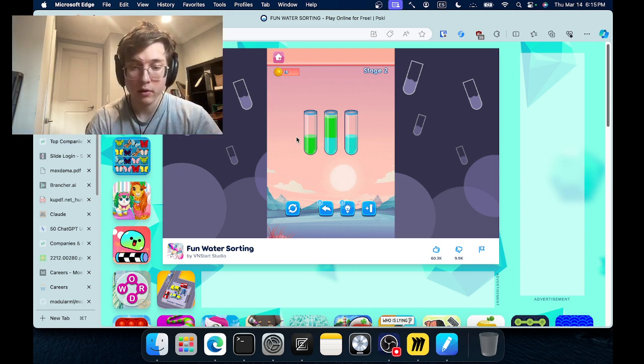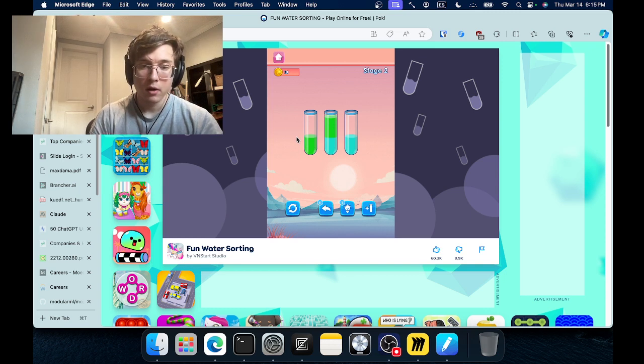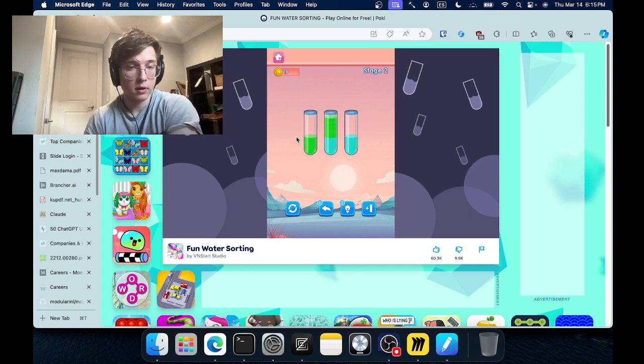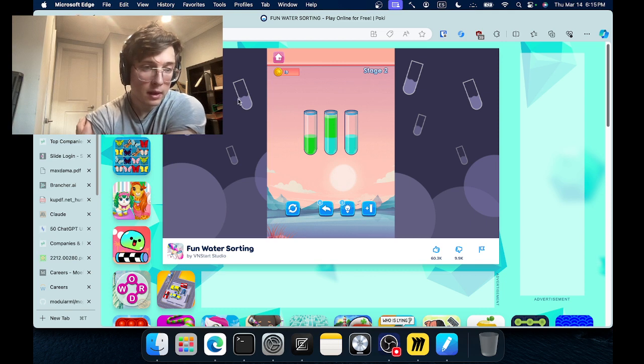The task that I wanted to do is, I did want to solve it, but the first thing in order to do that is I wanted to generate all possibilities for water sorting in this game. So how have I done that?